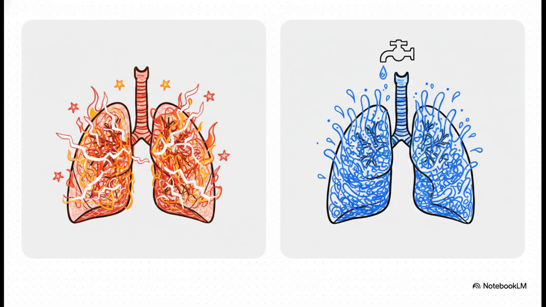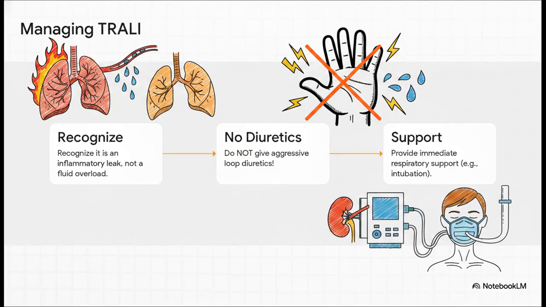To really lock this in, let's compare them side by side. TRALI, or transfusion-related acute lung injury, is a severe inflammatory capillary leak. It's driven by donor anti-leukocyte antibodies that activate neutrophils right in the pulmonary vasculature. TACO, as we just established, is a simple hydrostatic volume overload. So one is this destructive inflammatory storm happening inside the lungs, while the other is just a mechanical overflow of the circulatory system.